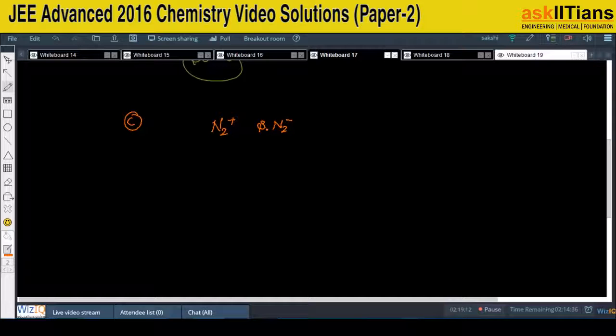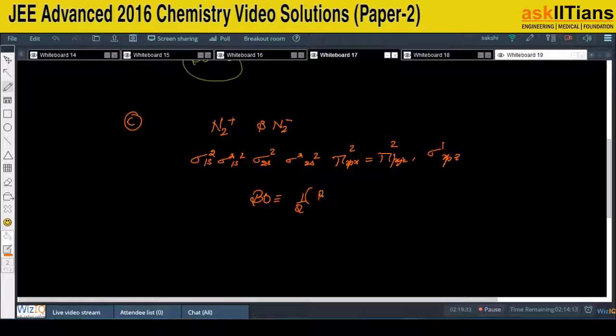So let me write down the electronic configuration of N2 plus and N2 minus. So this is sigma 1s2, sigma star 1s2, sigma 2s2, sigma star 2s2. Pi 2px will be equal to pi 2py, which will be 2 2, and then you have sigma 2pz1. Now if I ask you to calculate the bond order, it becomes half number of electrons in bonding molecular orbital, number of electrons in anti-bonding molecular orbital, subtract.